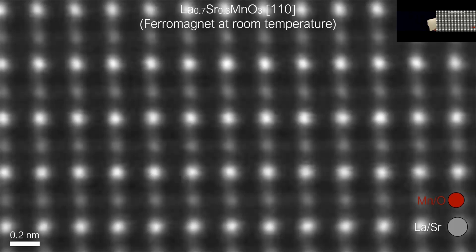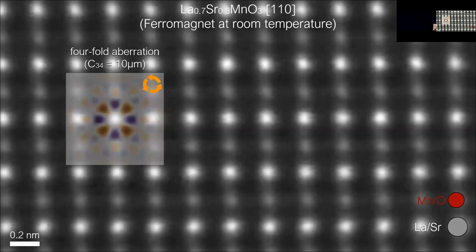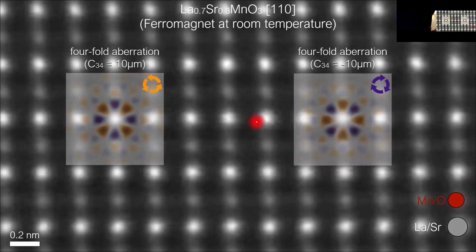But so you have lanthanum strontium manganese oxide. The lanthanum strontium columns are the really bright ones, and the manganese oxygen columns are the dark ones. And the logic is the following. You place your electron probe with an aberration, and then you look there, and you can see that there are some vortices that hit the manganese columns at the top and the bottom when the electron probe is at the center of the lanthanum columns. I change the aberration to -10 microns, and if I do it again, you can see that now I have the blue, and here's the orange.